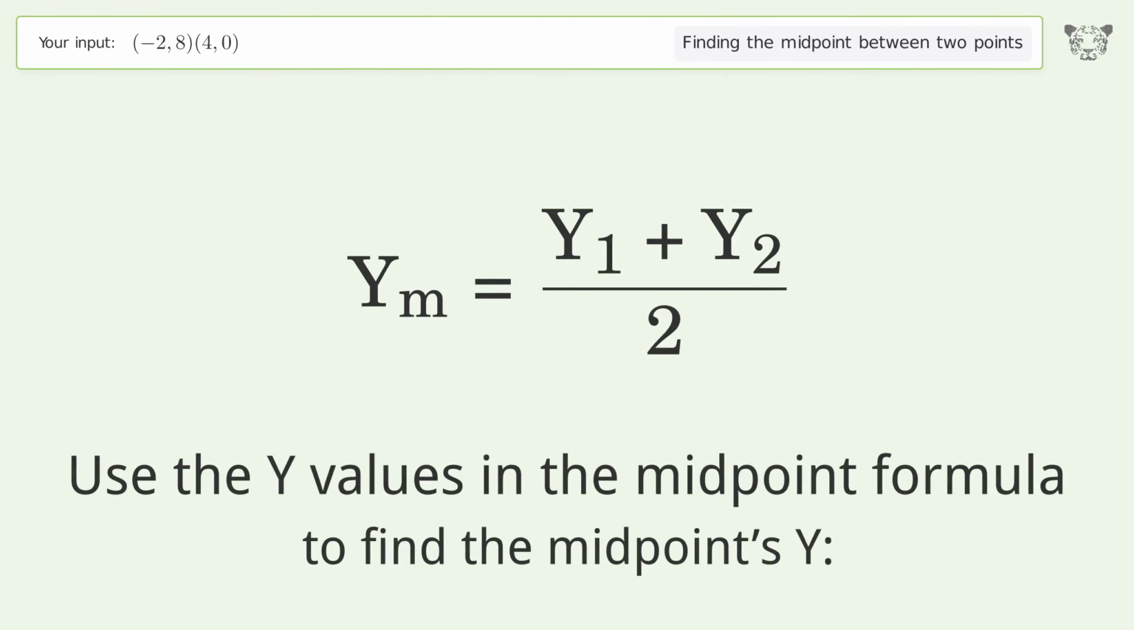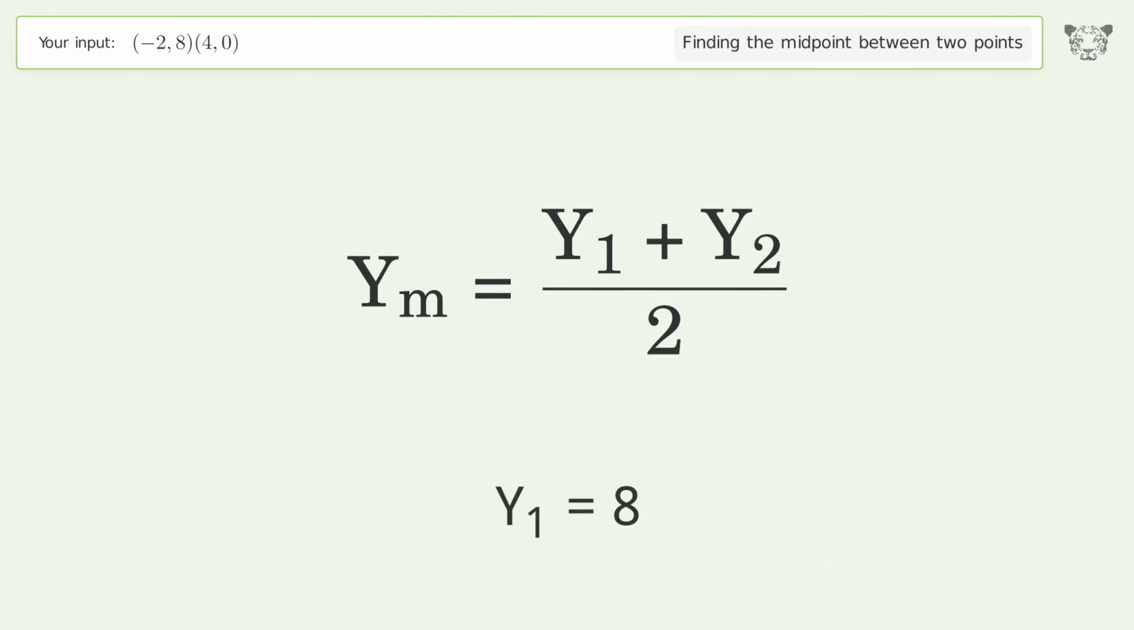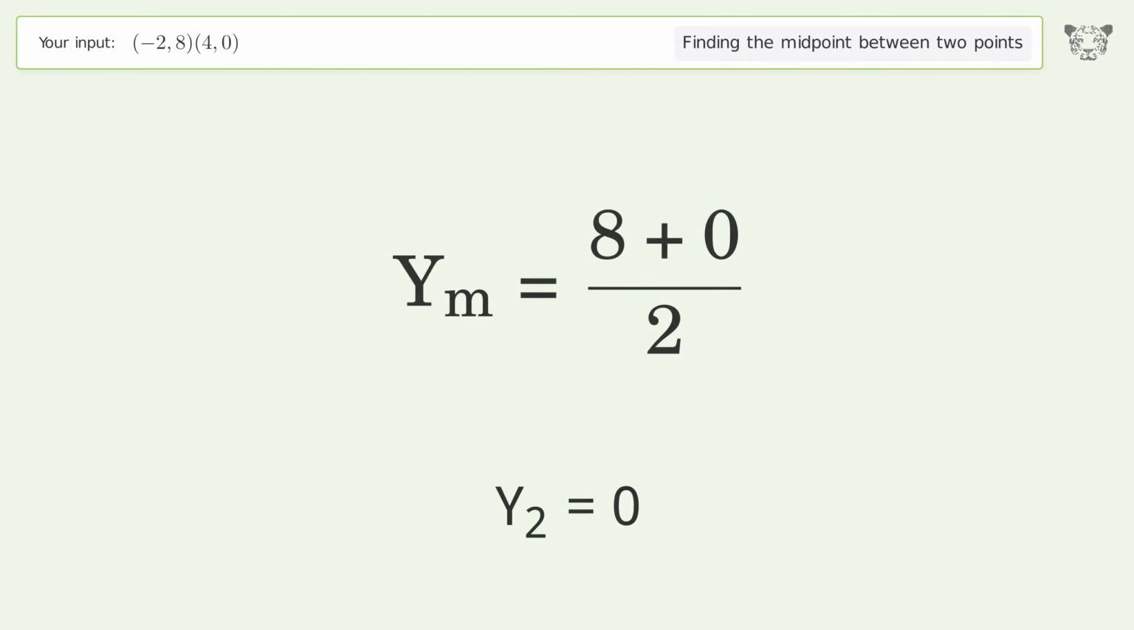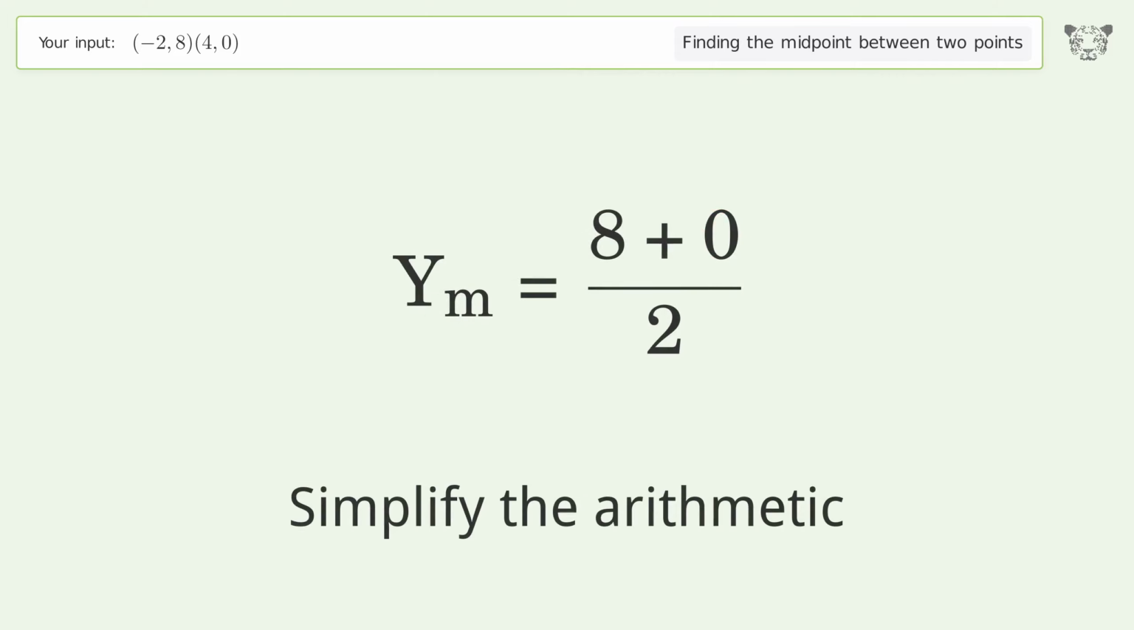Use the y values in the midpoint formula to find the midpoint's y. y1 equals 8. y2 equals 0. Simplify the arithmetic.